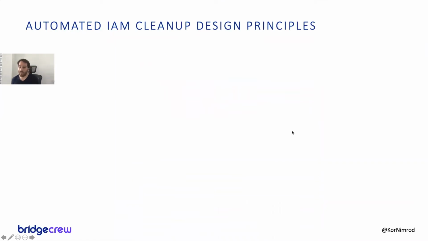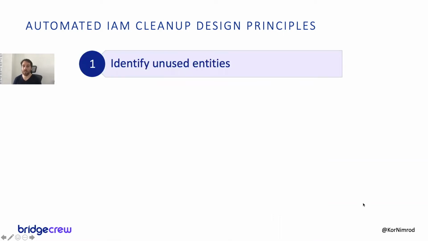Before we dive into details and a demo, let's talk about what we wanted to achieve with this tool. So the first thing is to identify unused entities. What does unused entities mean? It means users that are unused. It means roles that are unused, but it also means policies that are unattached. It means the policy exists, but no one is using it, and it's a custom policy, not AWS managed. Groups that have no members or have no policies, there really is no reason to have that group.